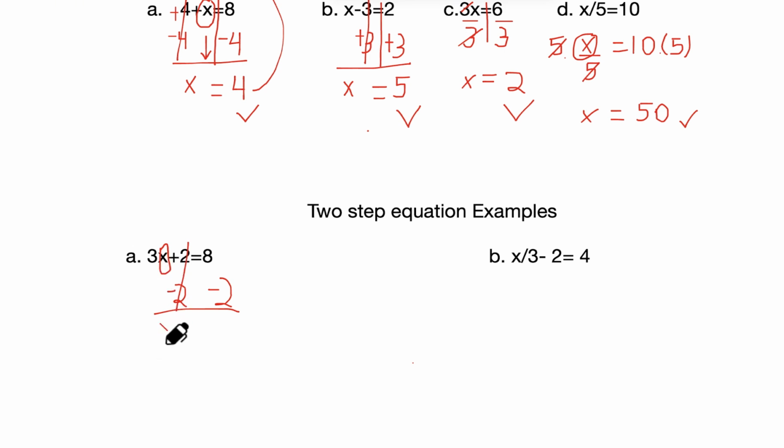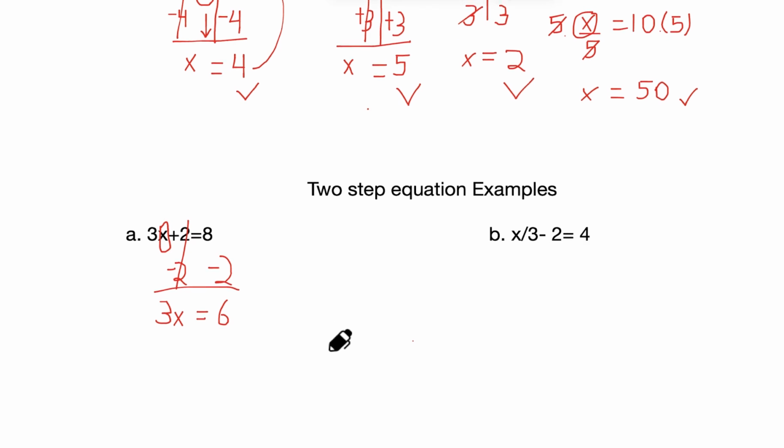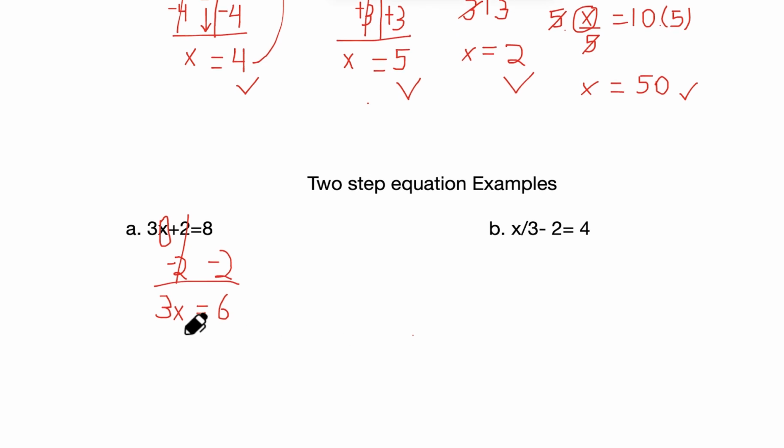Remember, I talked about that 3 times x, if there's no sign in between, we call it times, equal 8 minus 2 is 6. Okay, next we have 3 times x. Remember, the opposite of times is division, so we divide by 3.